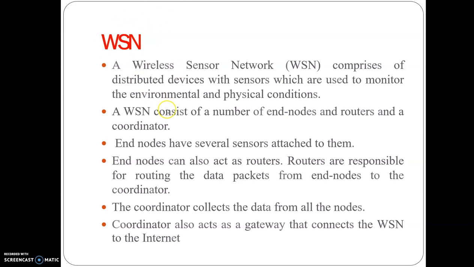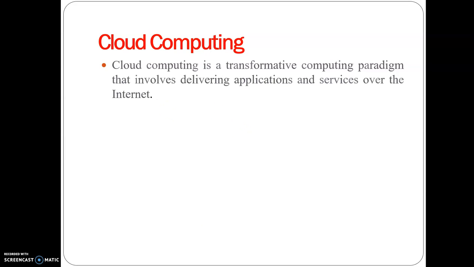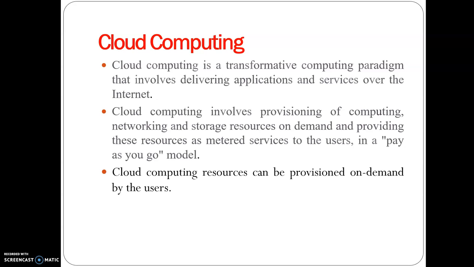After the wireless sensor network, let's take the next one, cloud computing. Cloud computing is a transformative computing paradigm that involves delivering applications and services over the internet. Cloud computing involves provisioning of computing, networking, and storage resources on demand and providing these resources with different services to the user in a pay-as-you-go model. The cloud computing resources can be provisioned on demand by the user. The process of provisioning resources is automated in cloud computing.